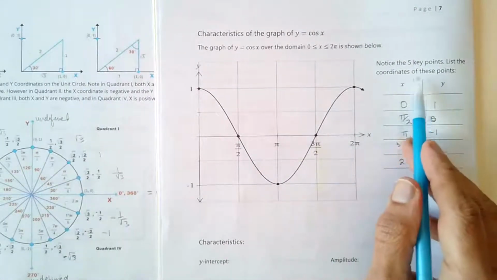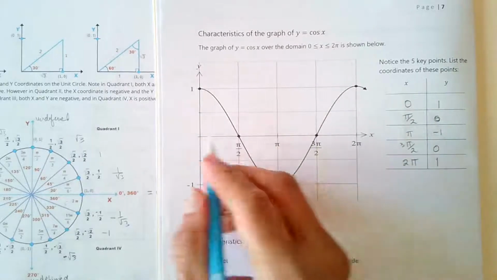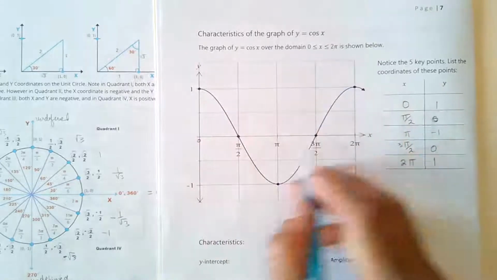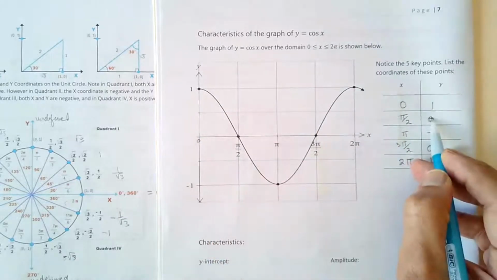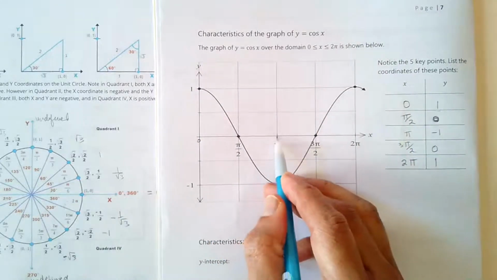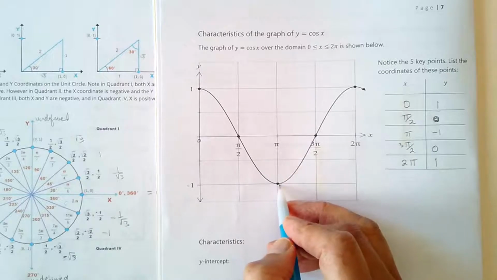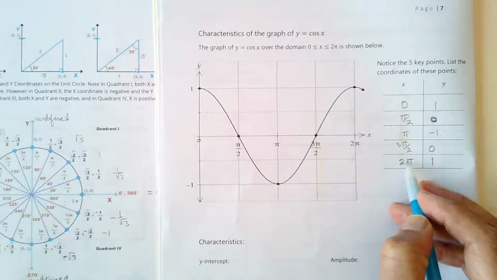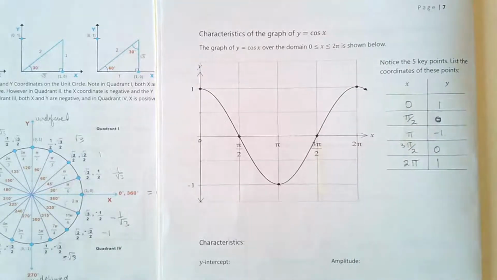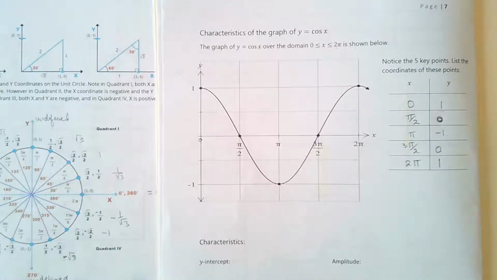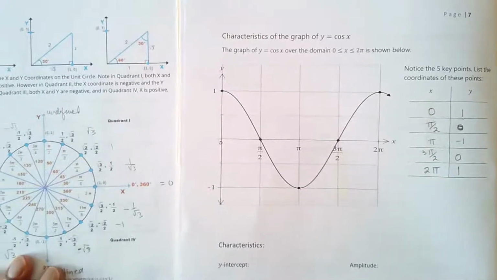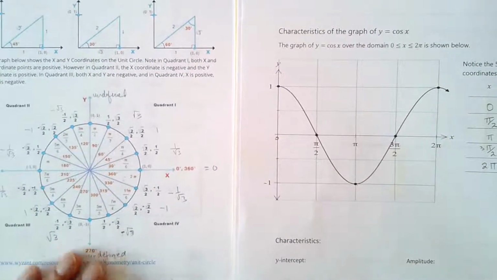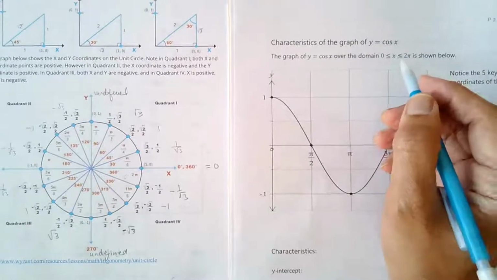So let's find 5 key points. We have x equals 0, y is 1. Pi over 2 is 0. Pi is -1. 3 pi over 2 is 0. And 2 pi is equal to 1. Now, where do we get this from? It's from our unit circle. Remember, we're dealing with cos.